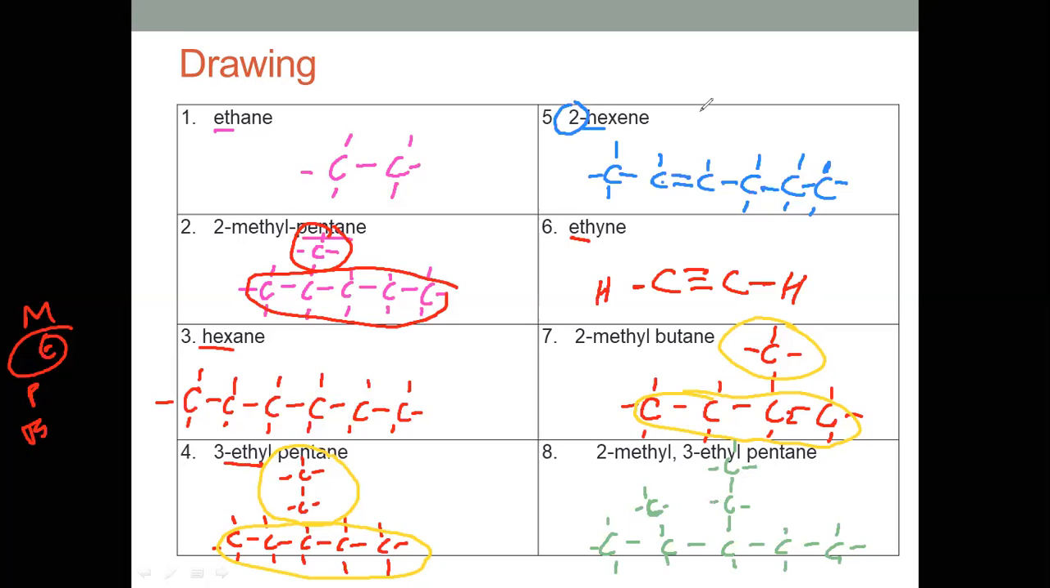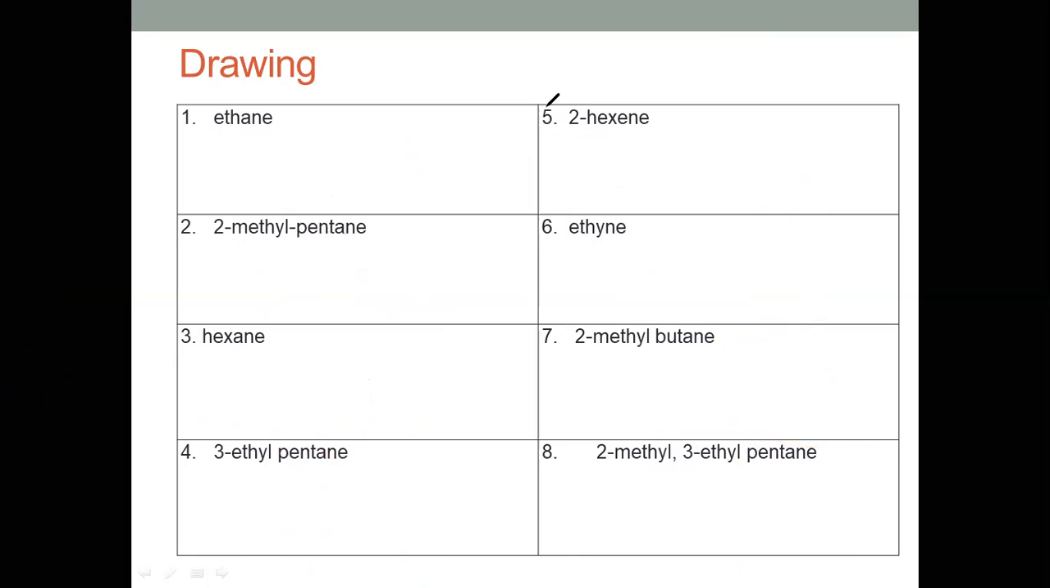Okay, and then I'm going to highlight so you can see where everything came from. So here is my pentane. Here is my methyl, and here is my ethyl. Okay, so now let's practice naming.